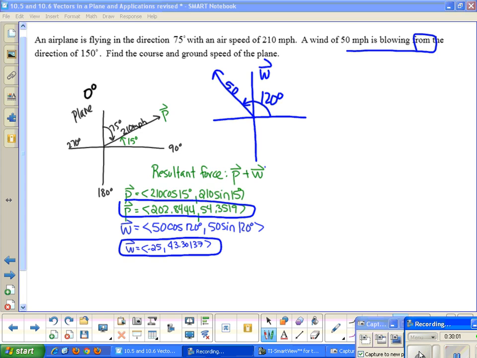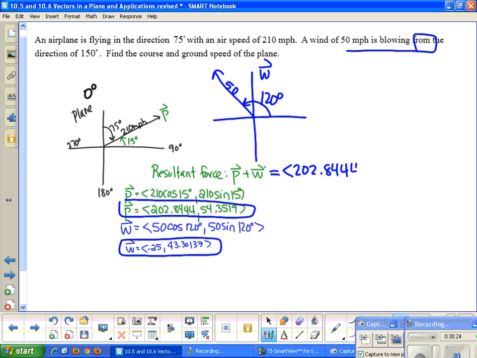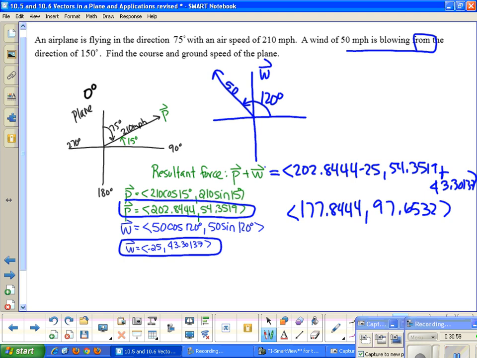So now that I have the components for the plane and the wind, the resultant force would then be to add those two together to figure out where your plane actually is. So if I add these two together, then vector P plus vector W is equal to 202.8444 plus, actually minus 25, because it's -25. So minus 25, comma, and then the y coordinates would be 54.3519 plus 43.30137. And if I add those together, I end up with 177.8444, comma, 97.6532. So that's the plane's horizontal and vertical components.